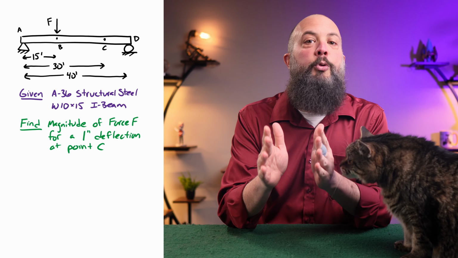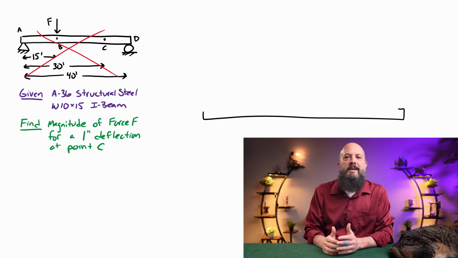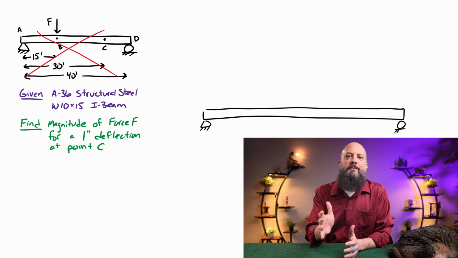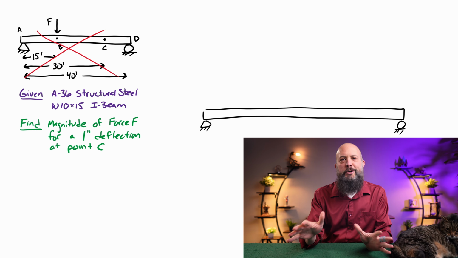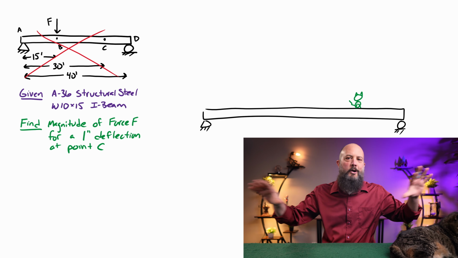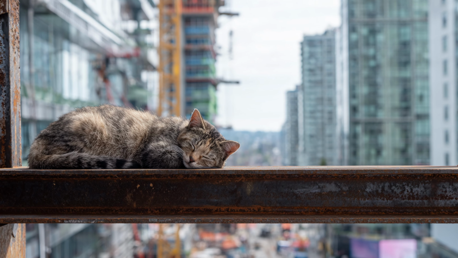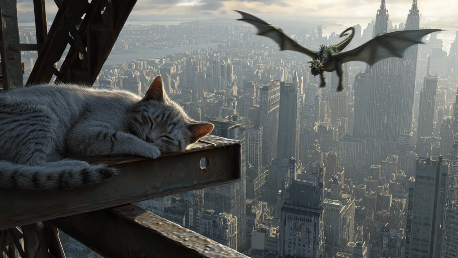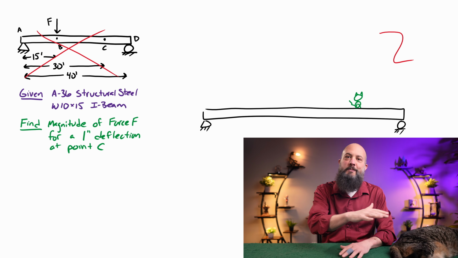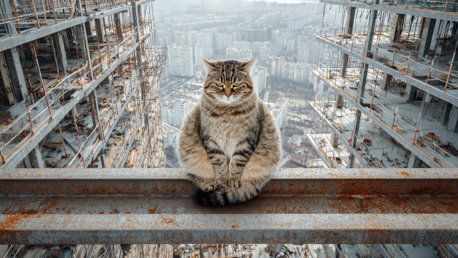No more boring problems. This beam deflection problem has a dragon. So we've got a W10 by 15 A36 structural steel beam, 40 feet long. It's going to be used to build the world's largest cat tower. Your TA Indiana is already peacefully napping, but there's a dragon in the sky and it's going to swoop in and catch him unless your TA Serenity can save the day.